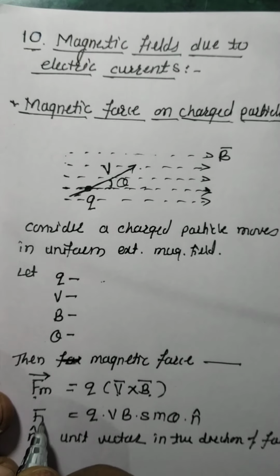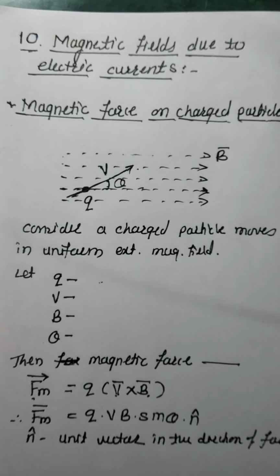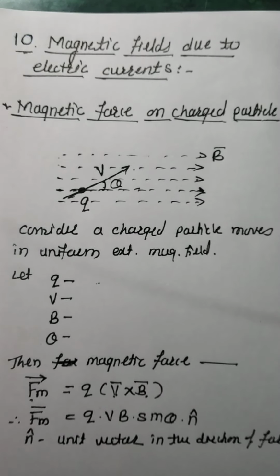This is the magnetic force acting on the particle, that is Q v B sin theta into n cap, where n cap is the unit vector in the direction of force. Okay.